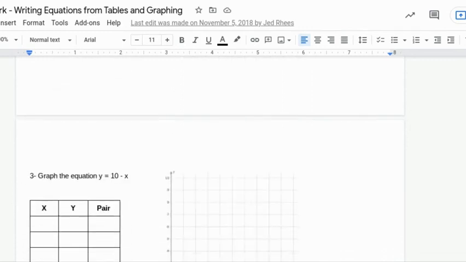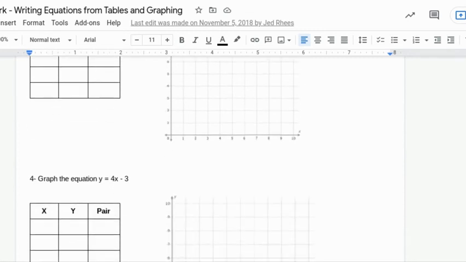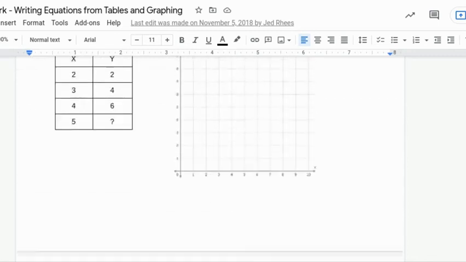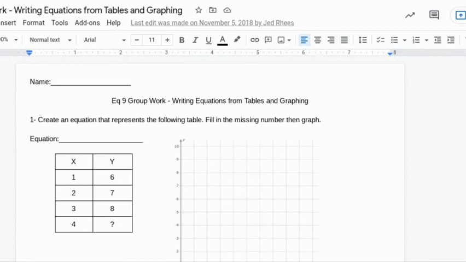On questions 3 and 4, she's going to check that you have your x's and y's and your ordered pairs right, and then that your graph looks good. Okay, so good luck. Hope it makes sense to you. And then after group work, when everyone's ready, she will hand out your exit ticket.